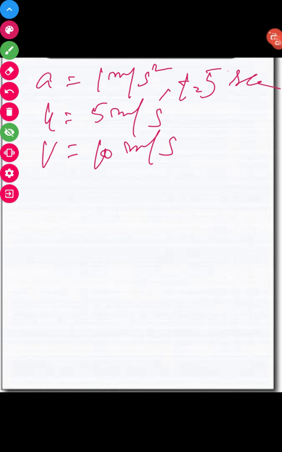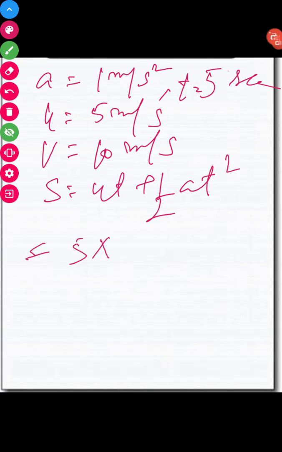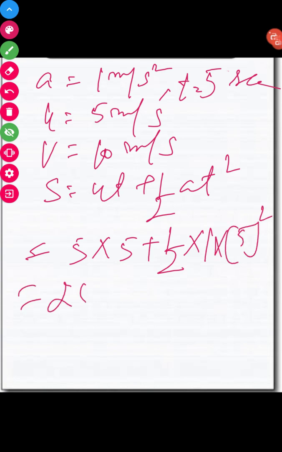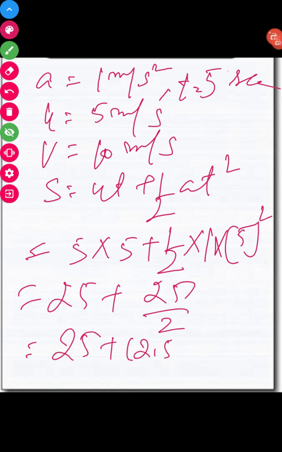Now just apply the formula. S is equal to ut plus half at square. You will get u we have 5 into t we have 5 plus half a we have 1 into t we have 5 square. Then 25 plus 25 divided by 2, that is 25 plus 12.5, that is 37.5 meter will be the answer.